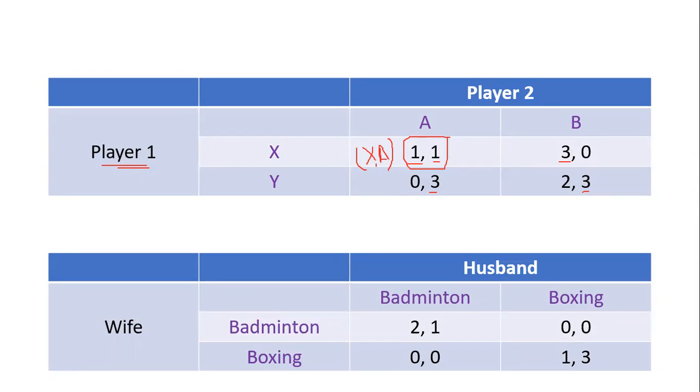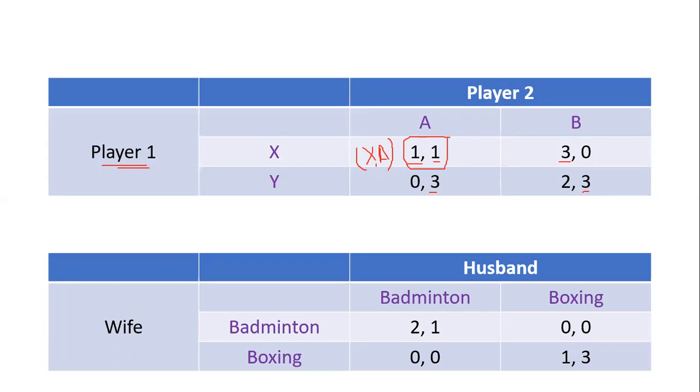Now let's do it on another example. This is called Battle of Sexes, in which two players are from opposite sexes and they have to decide between doing a task or playing a game that involves two players. Let's assume that a husband and wife are deciding whether to play badminton or to play boxing.